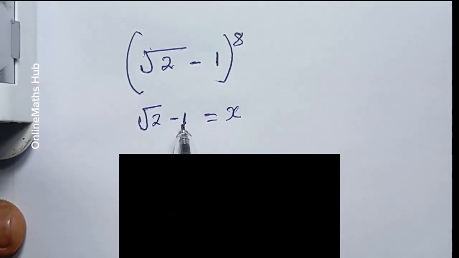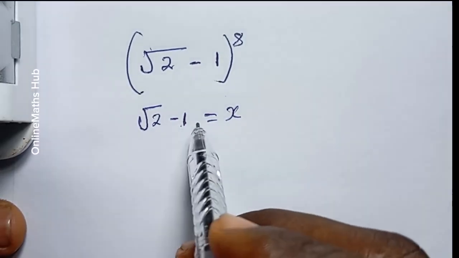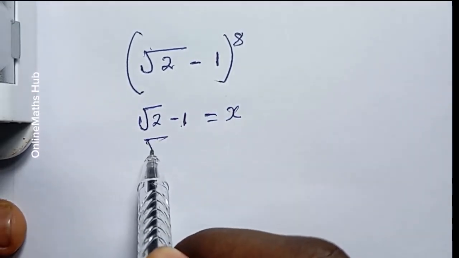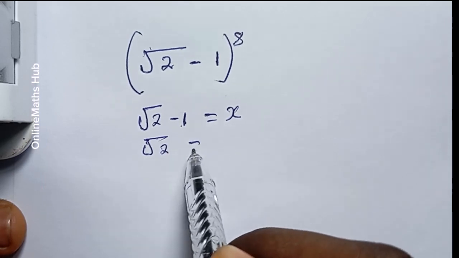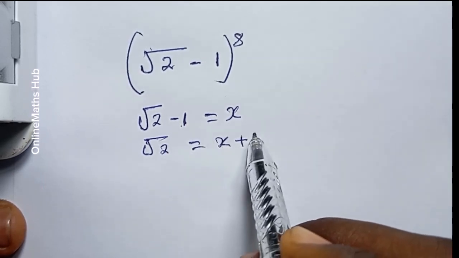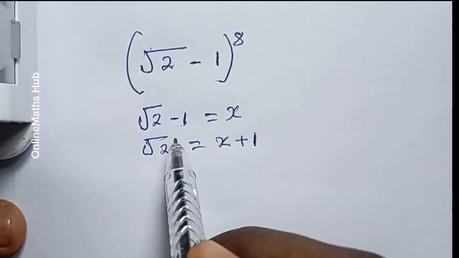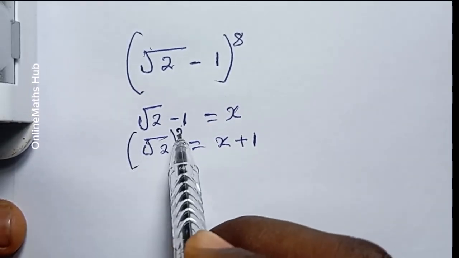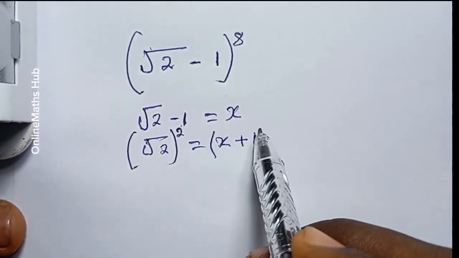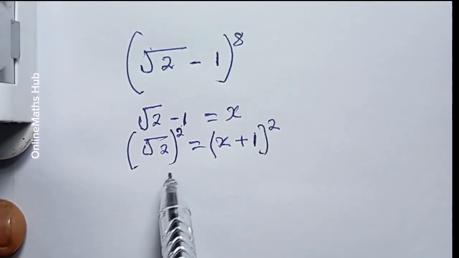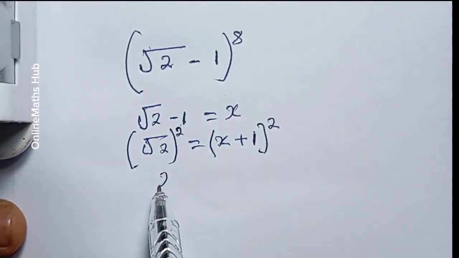Okay, then at this point I'm actually going to move 1 to the right hand side so that I'm going to be having root 2 is equal to x plus 1. Then at this point I will take the square of both sides so that I can remove this square root sign right here. So this is actually going to give me 2.